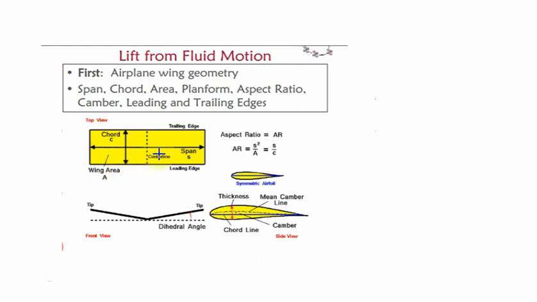Then the total length of the wing section is called the span, and the yellow color marked is the area. So you have to make it very clear.